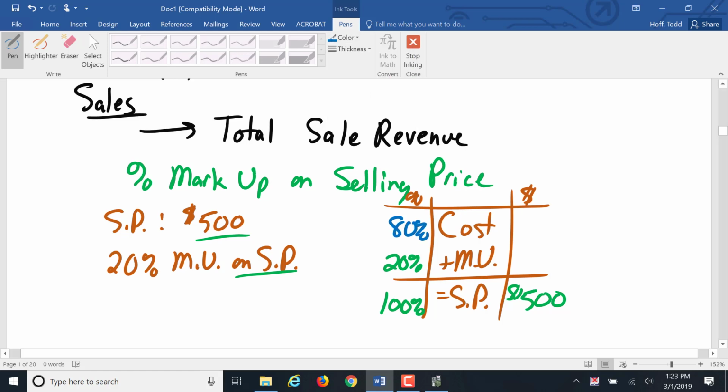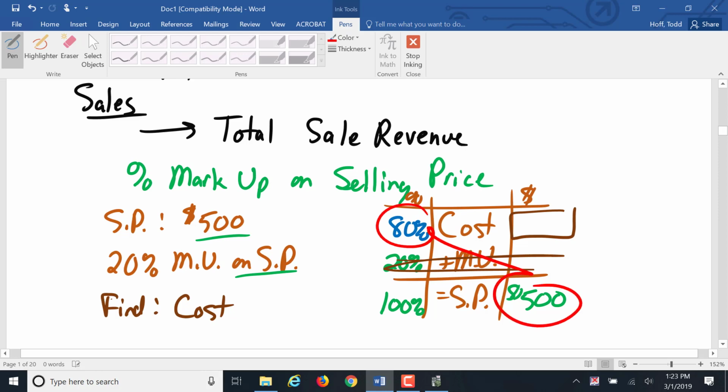I should have told you I want to find what the total cost was of that item. So now we're looking for this amount right here. We don't need that middle row. We'll cross multiply and divide. 80 times 500 divided by 100 gives us $400 is the total cost of that item that was sold for $500.